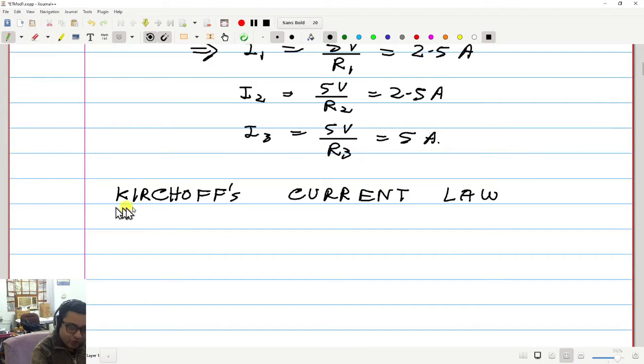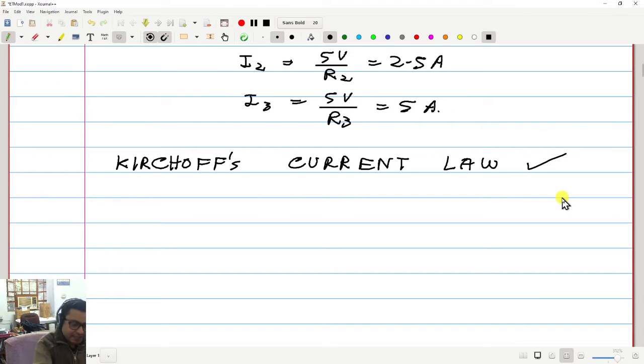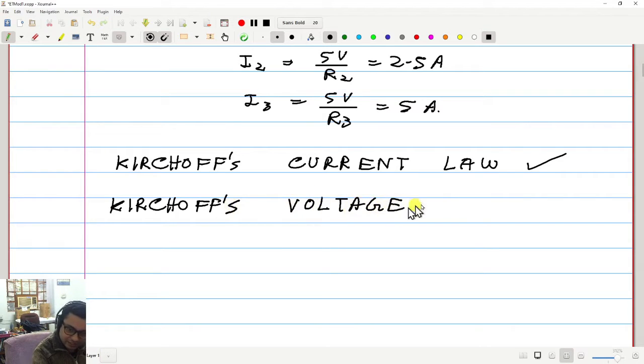So you have already studied this in school, as you have correctly pointed out. And there is another Kirchhoff's principle, which is called Kirchhoff's loop law, or voltage law. So that is voltage law or loop law or mesh law, you can call it.